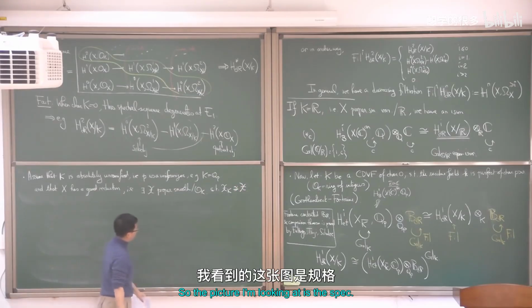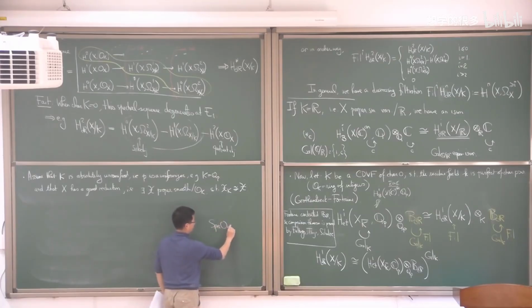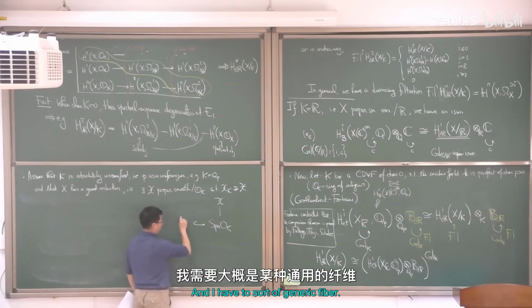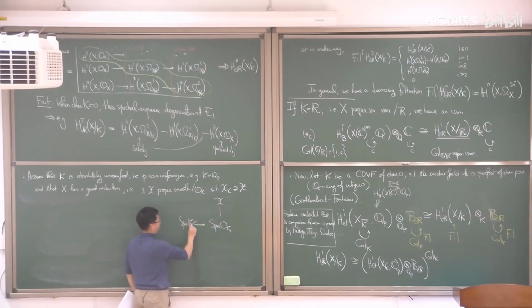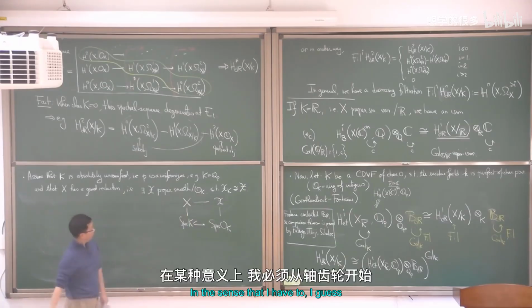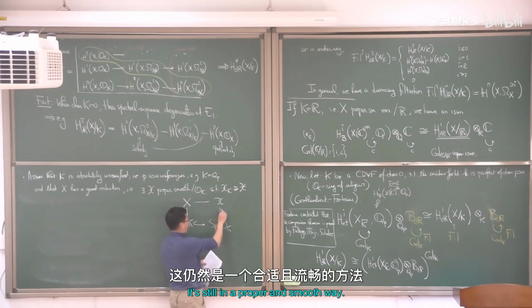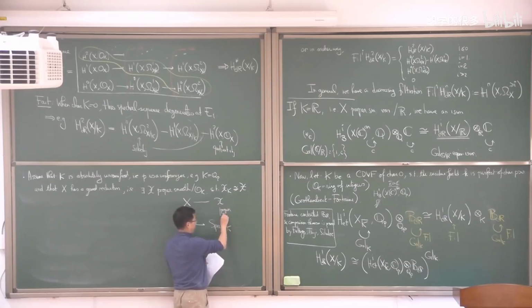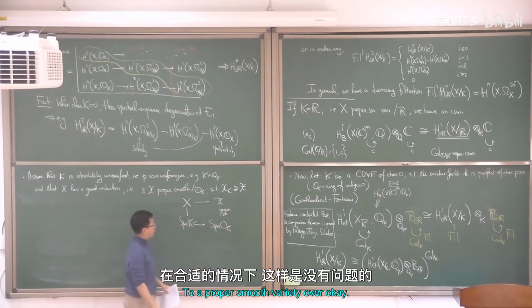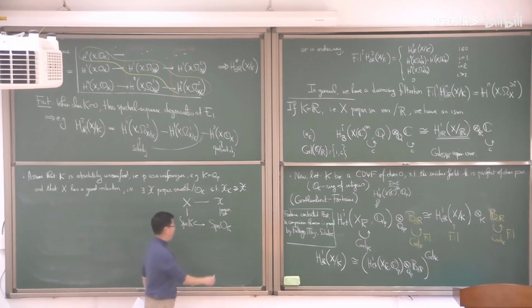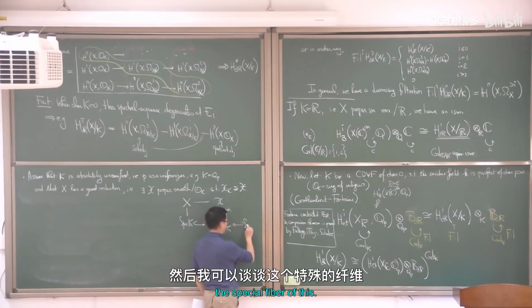Okay? So the picture I'm looking at is Spec O_K, the X, and I have this generic fiber. That's my X. In the sense that I should start from the X here. I have a way to extend it still in a proper and smooth way to a proper smooth variety over O_K. And then I can talk about the special fiber of this.